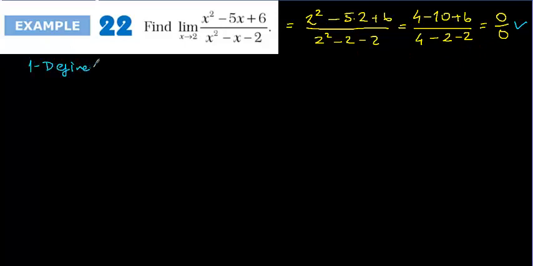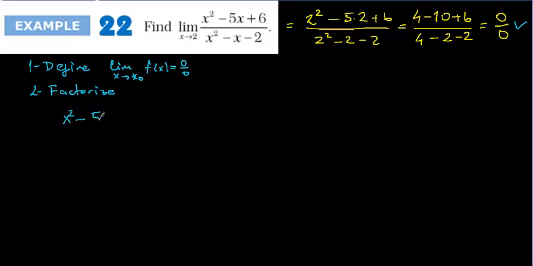Define limit. As x tends to x0, if f(x) is equal to 0 over 0, we have to factorize. If it is 0 over 0, we have to factorize. How to factorize this one?